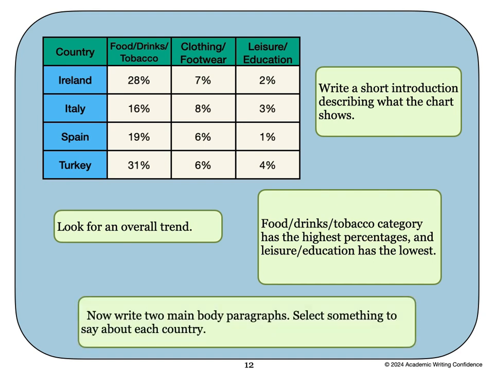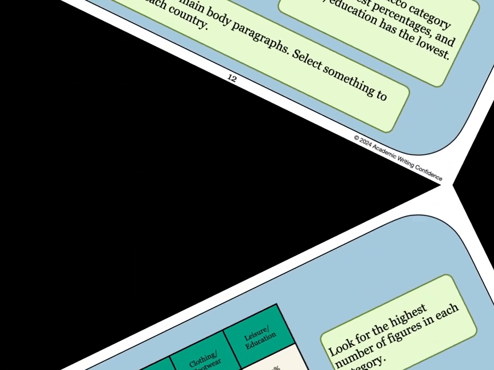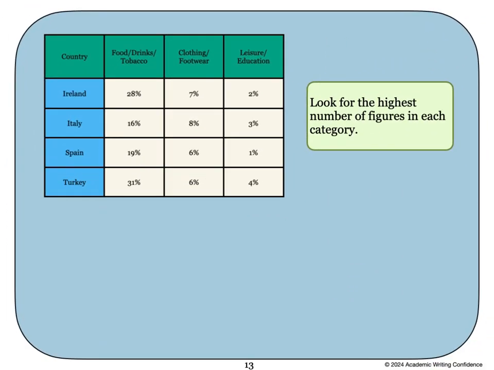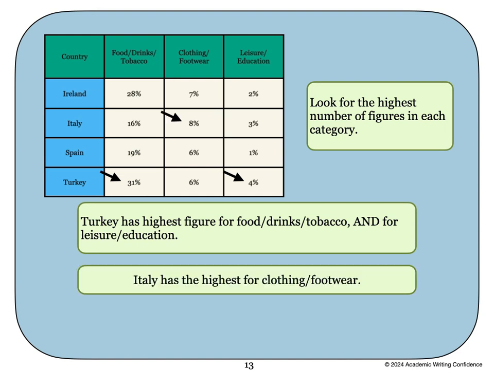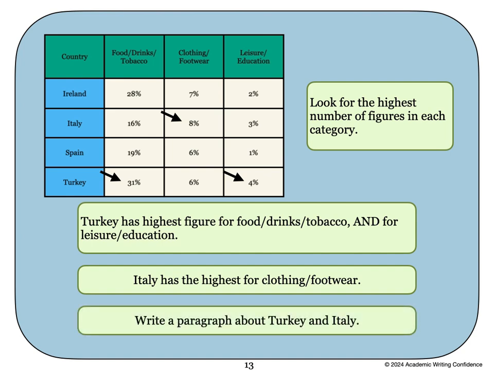Now you will want to write 2 main body paragraphs. Select something to say about each country. Look for the highest number of figures in each category. Turkey has the highest figure for food, drinks, tobacco, and for leisure education. On the other hand, Italy has the highest for clothing and footwear. You will want to write a paragraph about Turkey and Italy.